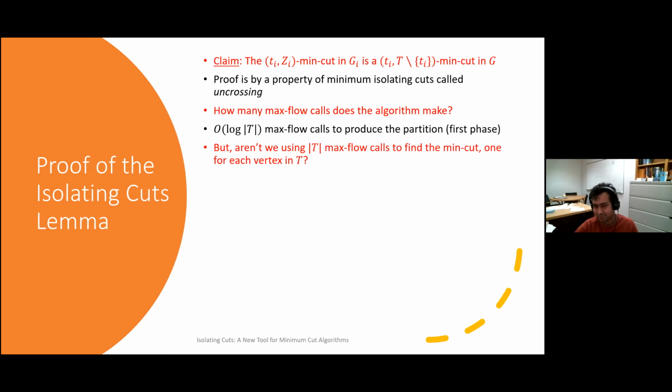But the second phase, apparently it seems like we're actually using T max flow calls, because for each of these segments that we got out of the first phase, each segment Si, I'm actually running a separate max flow between Ti and Zi, between this terminal Ti that's sitting inside Si and this contracted vertex Zi that contains everything outside Si. So we certainly have T max flow calls in the second round.